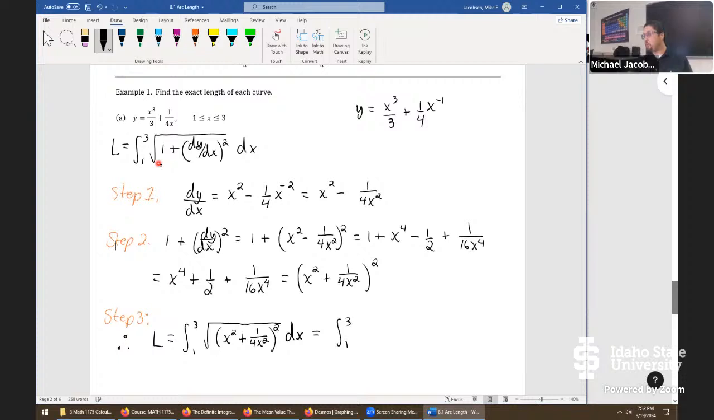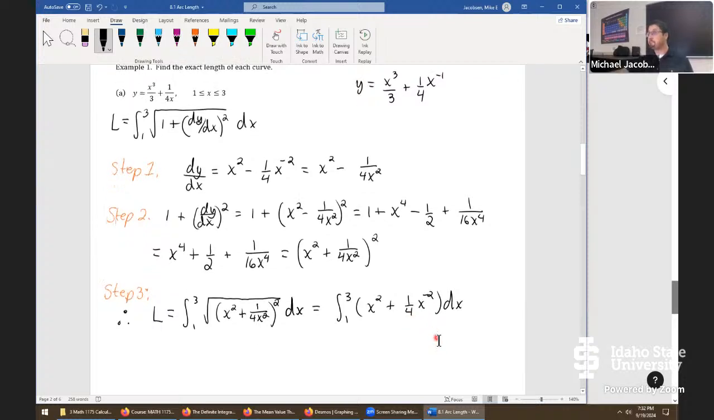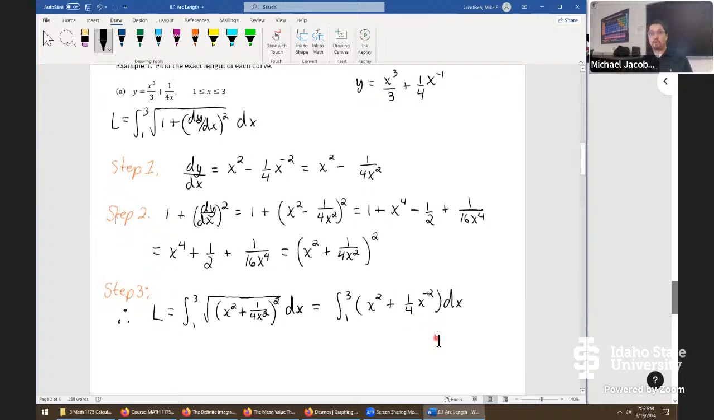It's just the definite integral from 1 to 3 of x squared plus 1/4 x power negative 2 dx. So we're on the relaxing portion of the problem. This is the calculus 1 integration. Any questions to this stage? Okay, we'll do a sanity check on this one just to see if we even believe that's the right length. But let's first finish off this problem here.